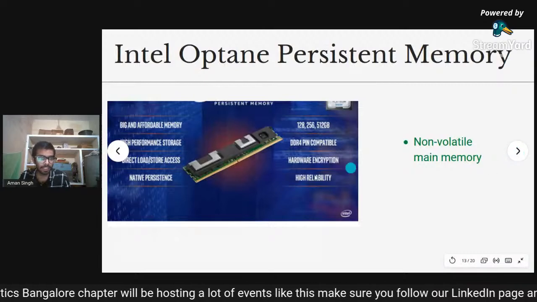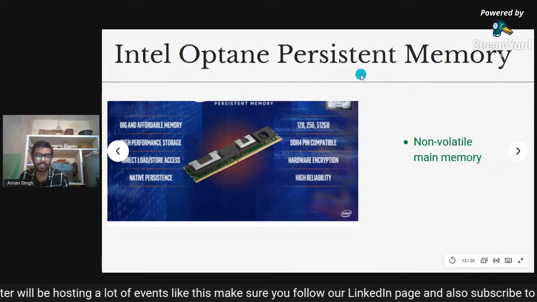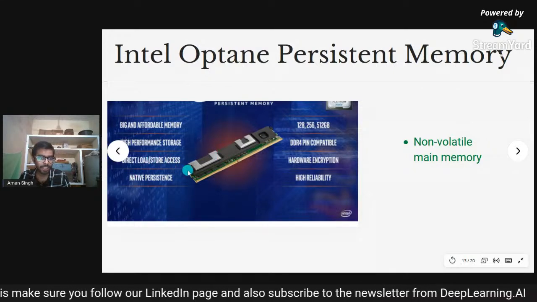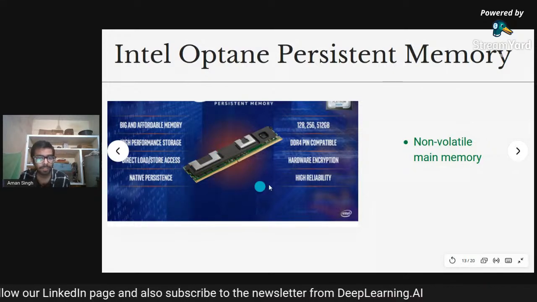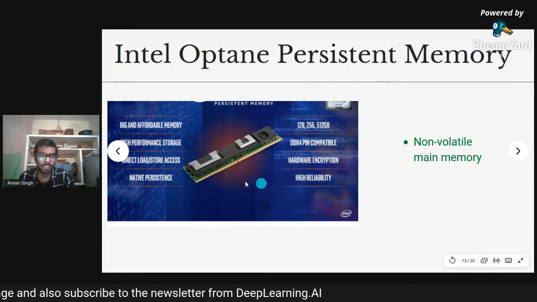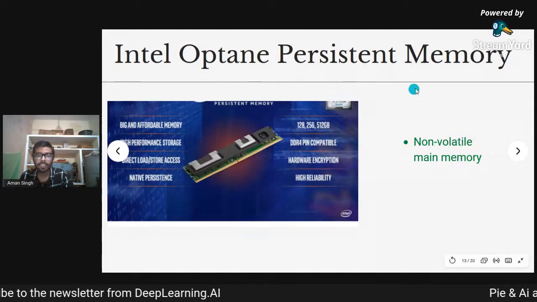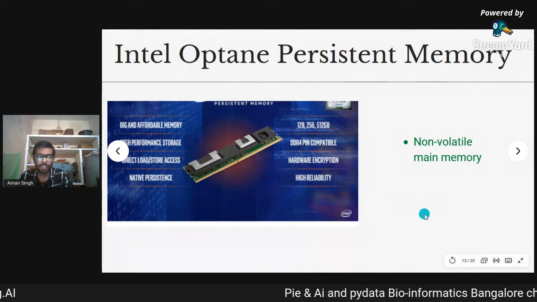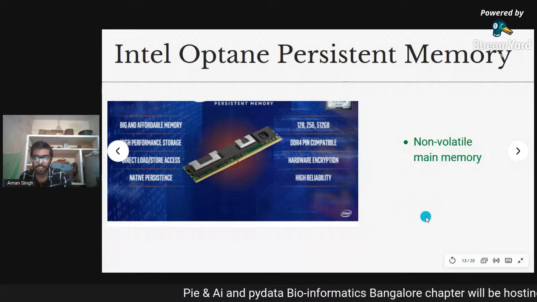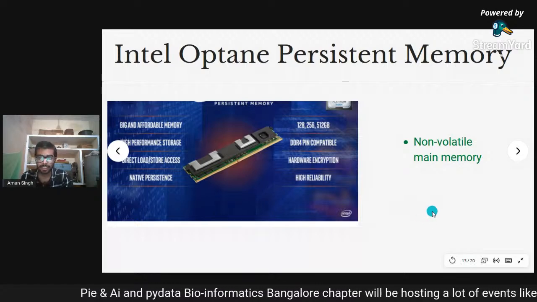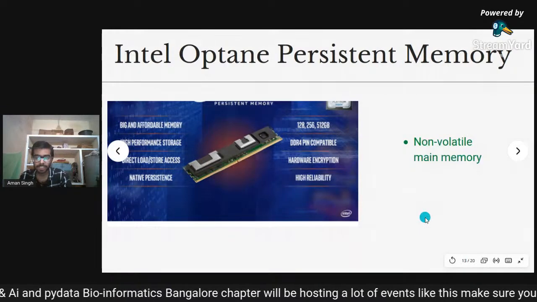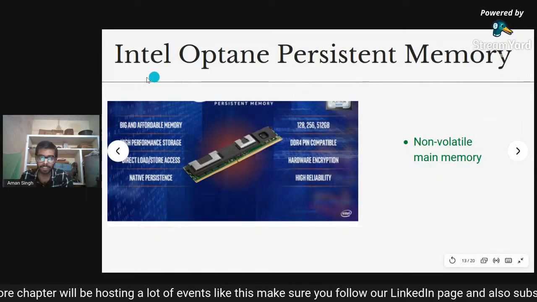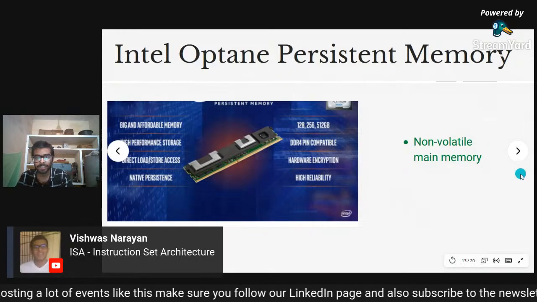And this Intel Optane persistent memory comes with big and affordable memory, high performance storage, direct load storage, SSD, native persistence, hardware. This is all understandable. The problem with it is that if your system contains a bug or error, then when you open the system again, the bug persists. Whereas in our system, you just reboot it and the bug goes away. Therefore, it has its trade-offs. It has its ups and downs.